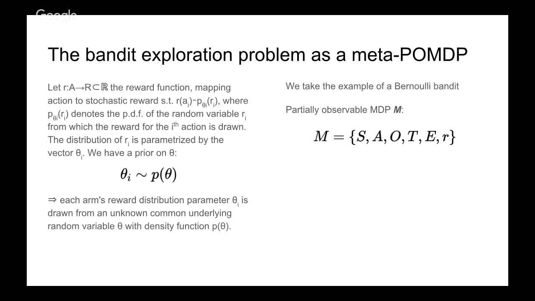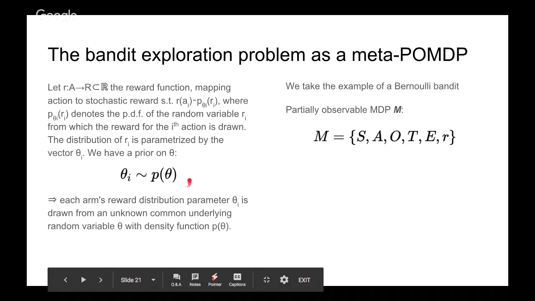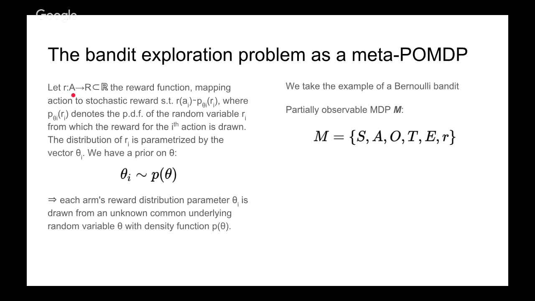So this is what we are saying here. We have this prior on theta. We have a reward function like usual. The rest is quite similar to the reinforcement learning problems, but here we are going to define a higher level problem based on this bandit problem. So the bandit problem says that we have a reward function, right?